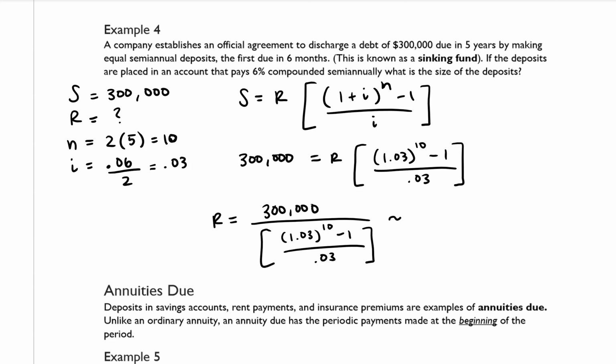Okay, and if you throw that into your calculator, you should get that R is approximately $26,169.15. So that means that each payment that the company makes, the regular payments, need to be in that amount.